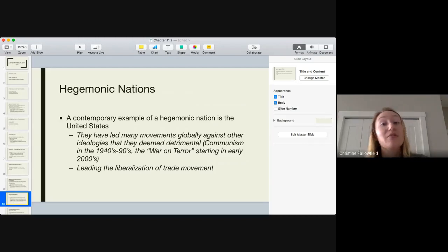We also see in more recent times the United States declaring the war on terror in the early 2000s. They are also leading the liberalization of trade movement, and something again that we're drawing from Social 10, liberalization is making it free, making it easier. We're liberating trade, we're promoting it on this global scale that everyone should be able to interact, and there shouldn't be taxes and tariffs placed on those to promote global trade and enterprise.